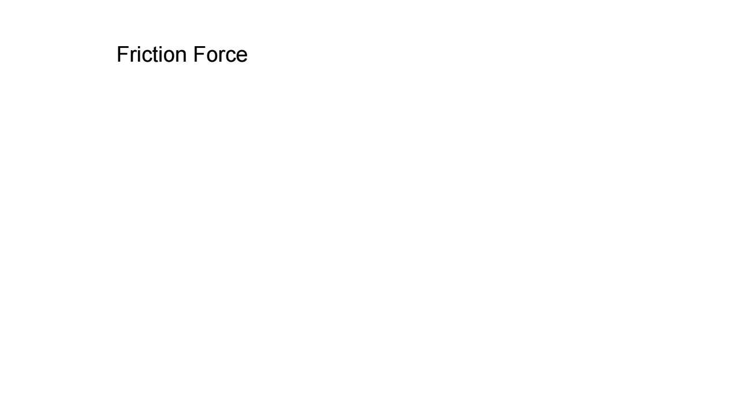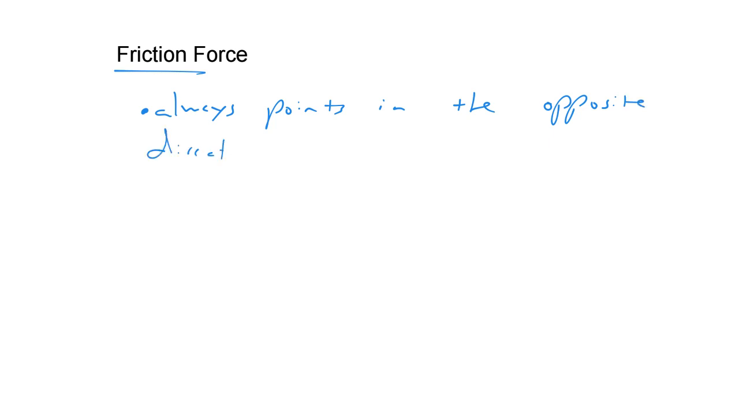All right, if a force is anything that can change velocity, then friction is definitely a force because it slows things down. And when you slow down, your velocity is changing. So something important to know about friction is that it always points in the opposite direction of motion. It always points in the opposite direction of motion.